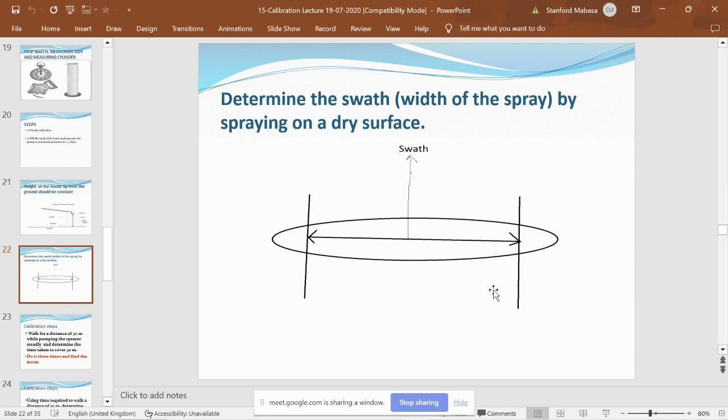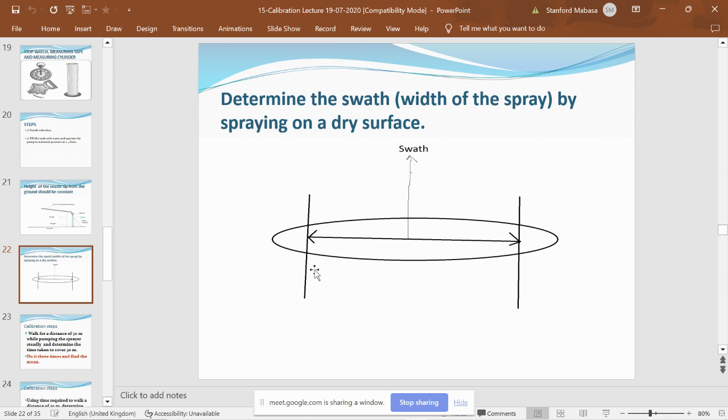What you may do is to spray a dry surface so that you determine what we call the swath or width of the spray. So this is the width of the spray. Remember to offset this part here, which is the tapered end.